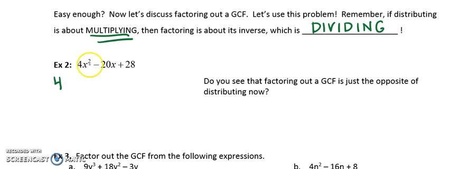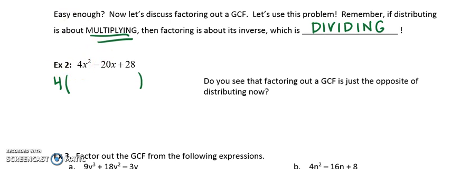Now, this has an x and an x. This just has an x and this has no x. So they actually have no x's in common because all 3 of them don't have it. So no x's in common. So just a 4 is going to be factored out. Remember, it's all about dividing.